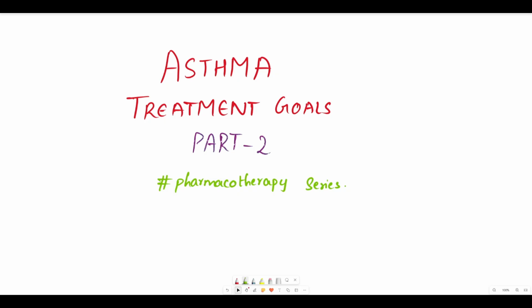So, if you are a PharmD or PharmD PB student or anyone who's preparing for exams, stay with me till the end because once you understand the logic behind the treatment algorithm, remembering the asthma treatment becomes much easier. So, without wasting any time, let's get started.